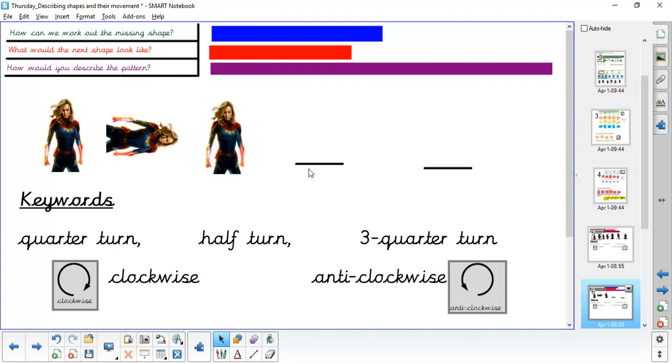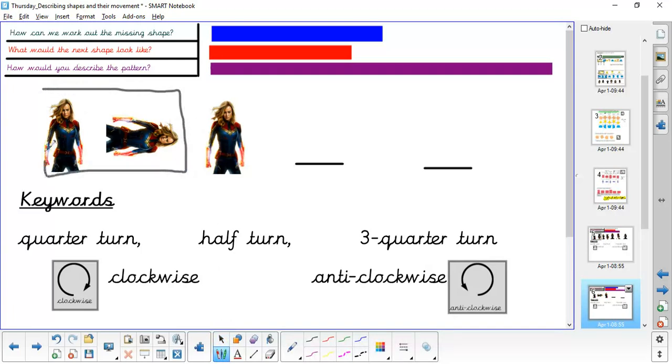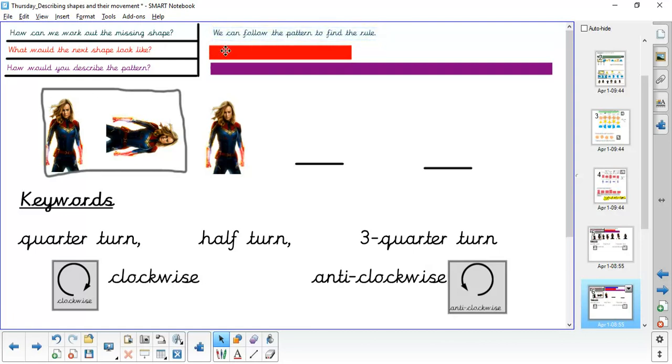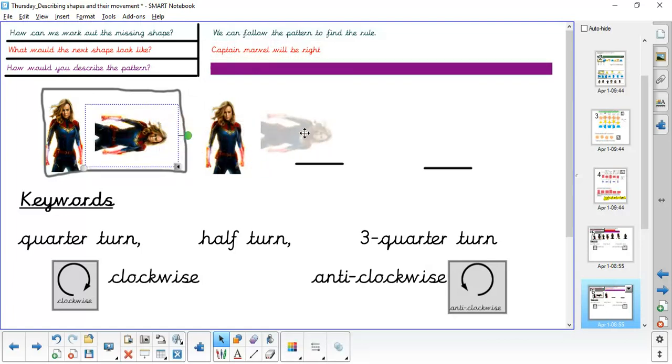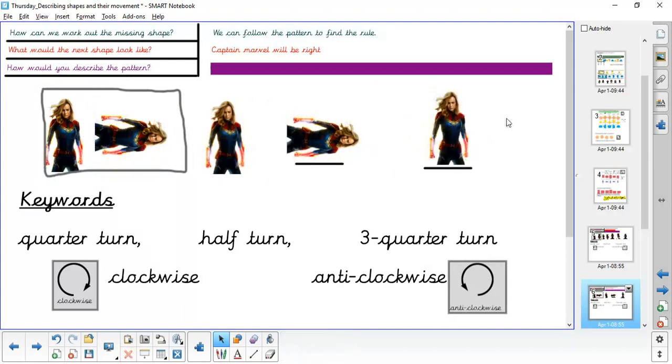Let's have a look at this pattern. How can we work out the missing shape? Well, we know again that we look for the repeating pattern. So we have Captain Marvel facing up, facing right, facing up. So the repeating pattern is here. So what would the next shape look like? It would be Captain Marvel to the right. Ooh, she was flying then. There. And again, repeating the pattern and continuing it on, filling in the missing blank.